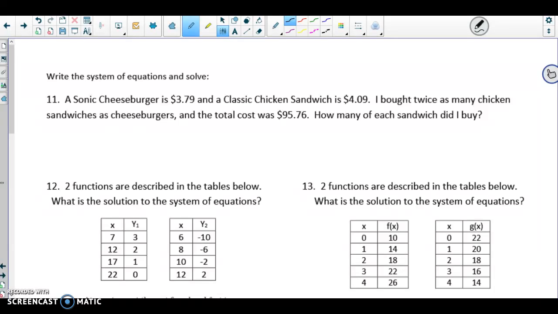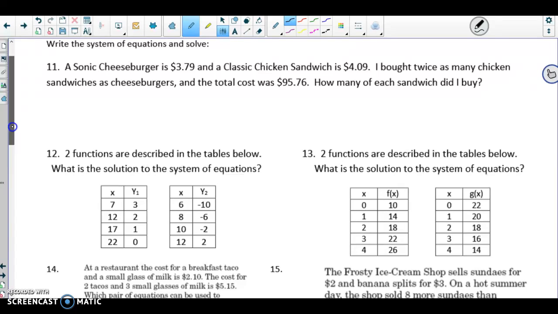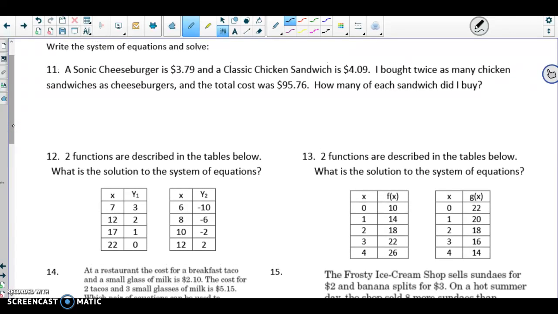Okay, so let's talk about the back page, part two. A Sonic cheeseburger is $3.79, and a classic chicken sandwich is $4.09. I bought twice as many chicken sandwiches as cheeseburgers, and the total cost was $95.76. How many of each did I buy? So here's what we're talking about.